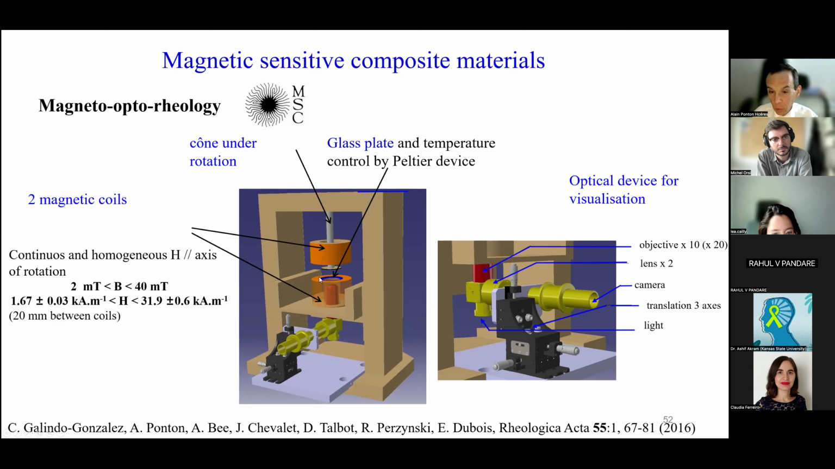So in this case, we replace the plate by a glass plate, and we can perform rheological measurements under a continuous and homogeneous magnetic field, and you can observe the structure under shear and under magnetic field.